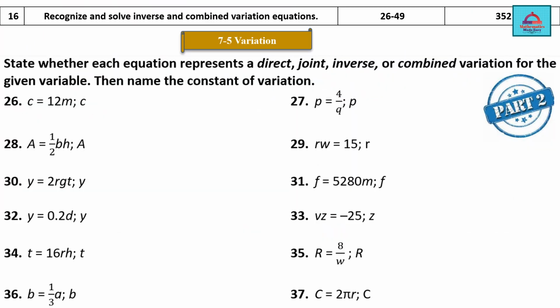Okay, let's solve now questions on lesson 7-5, variation. There are 4 types of variation. I hope you know about them.